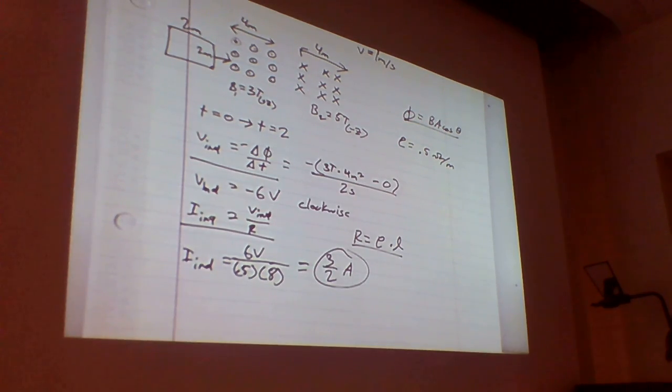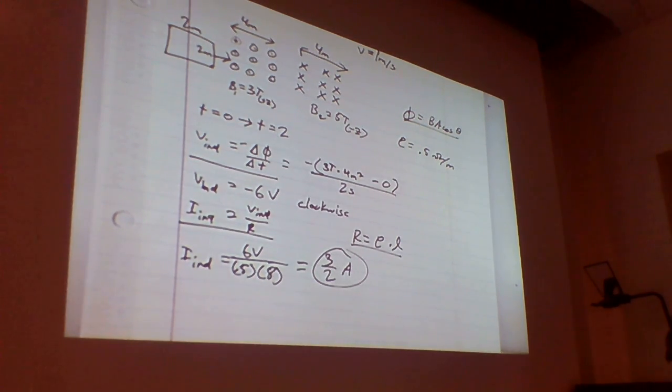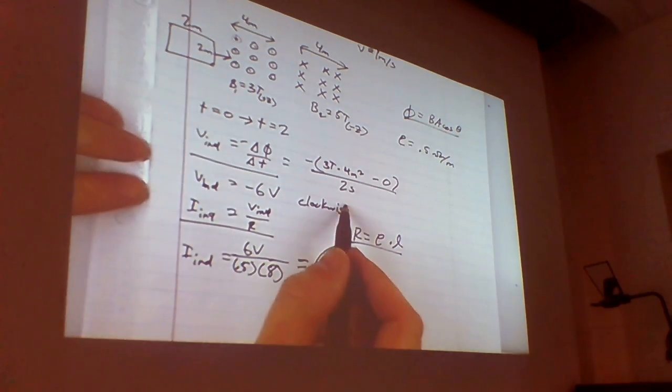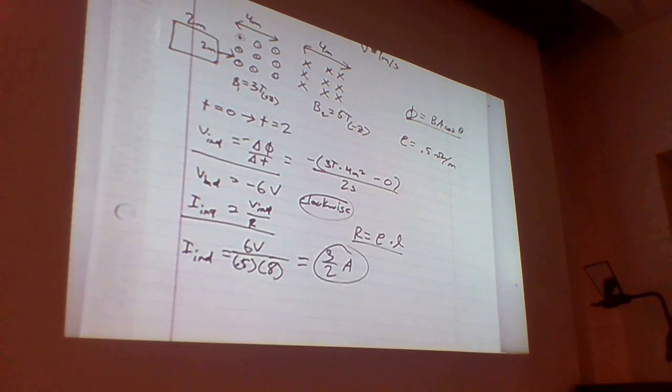Cool, so that was important because we had the magnitude of the current. So the magnitude of the current, which was question number 2, is 3/2 amps. The direction of the current was clockwise. And then the third part: which of the following would have the effect of increasing the magnitude of the induced current?